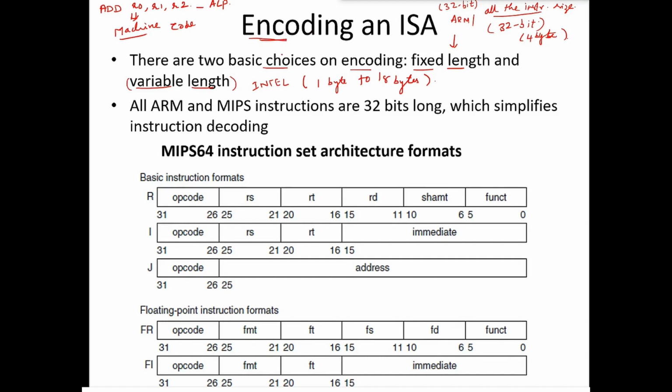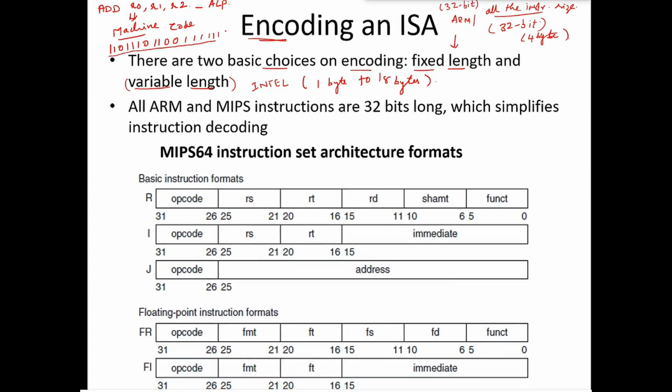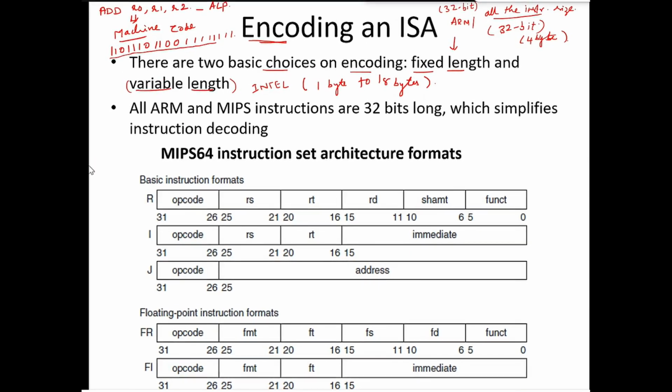Okay, so when we are encoding, which is nothing but what? All will be in terms of ones and zeros. Assume it is going to be 32-bit, so on the whole we will have 32-bit data here. Here it may vary, like 1 by 2, 80 bytes.